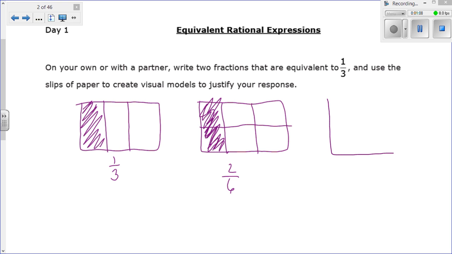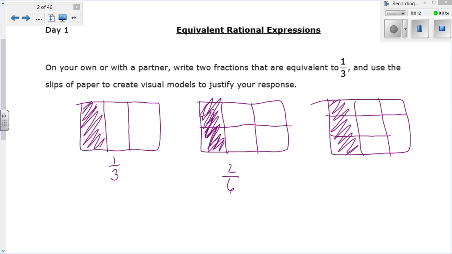Then I could go back to my original box, color in my 1/3, and instead of splitting in half, I can split it into thirds. So this is really 3/9 because 3 out of the 9 boxes are colored in. But by looking at your picture, you could see that 1/3 is equivalent to 2/6, which is equivalent to 3/9.